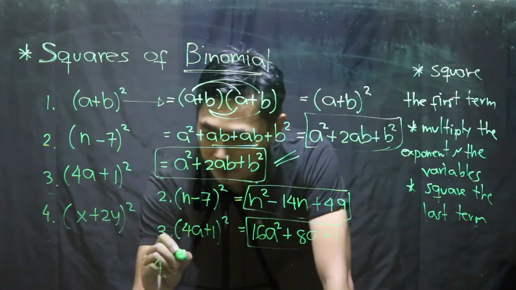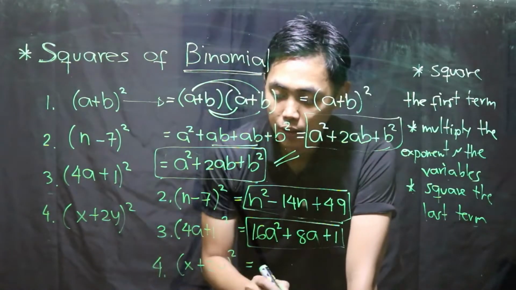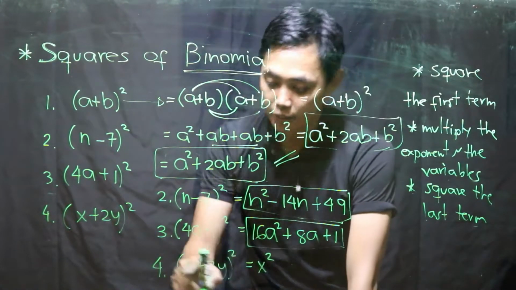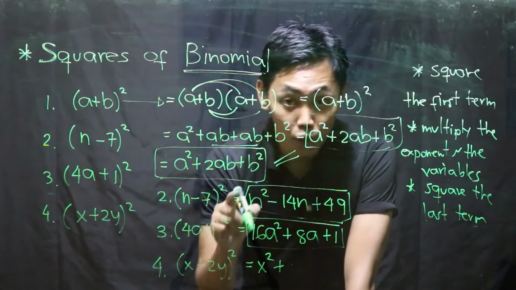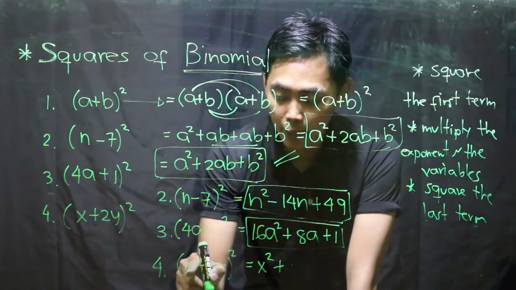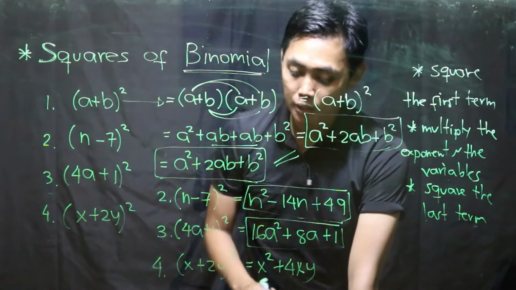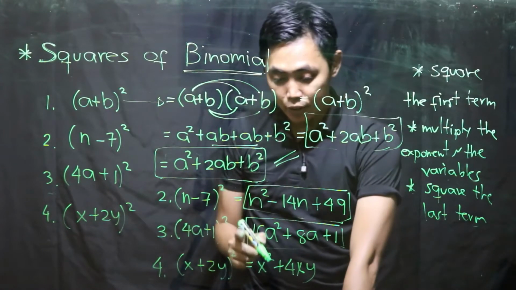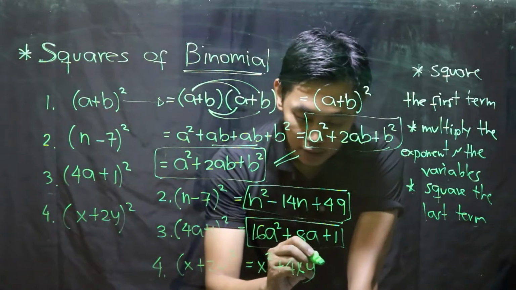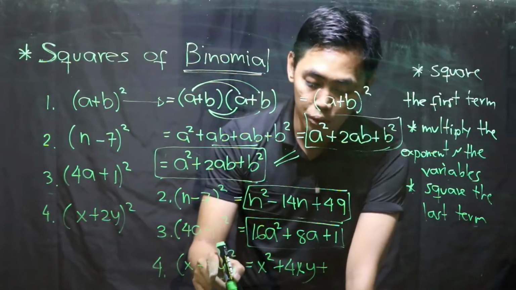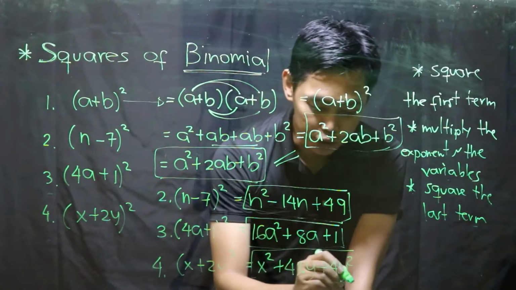Last number. We have x plus 2y to the power of 2. So, first term, x squared. And then, multiply the exponent. So, plus 2 times 2, 4 times y, 4y times x, that would be 4xy. Okay? Or you can say 4yx, but we prefer the alphabetical order, so 4xy. And then, square the last term. 2 times 2, 4. Y times y, y squared. So this is the answer.